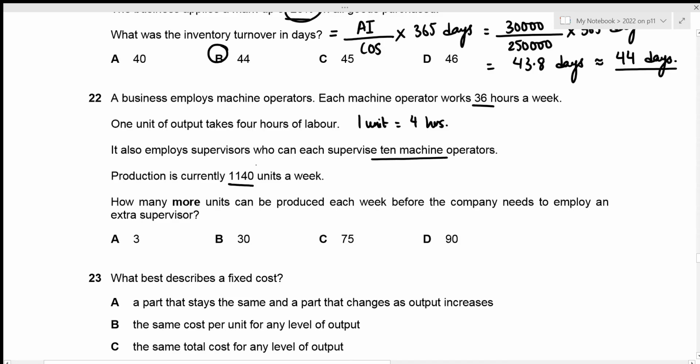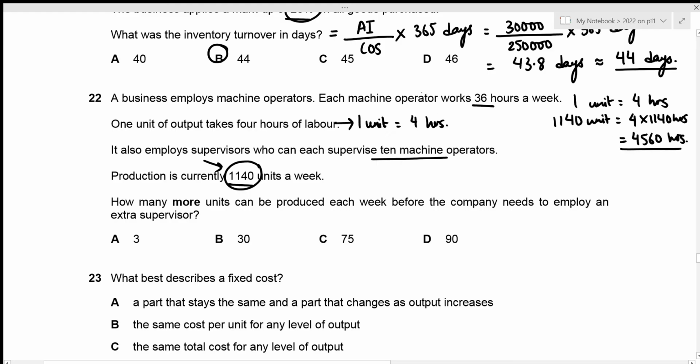Okay, we'll start with our total production units. We have units and now we just need to figure out the total hours worked in order to produce these units from this relation. Okay, we can see that 1 unit requires 4 hours and we're talking about 1140 units. So for 1140 units, we'll be requiring 4 times 1140 hours, which is just going to be 4560 hours. Okay, so this is the total hours worked. And we're told that each machine operator works 36 hours a week. So this just means that 1 machine operator works 36 hours.